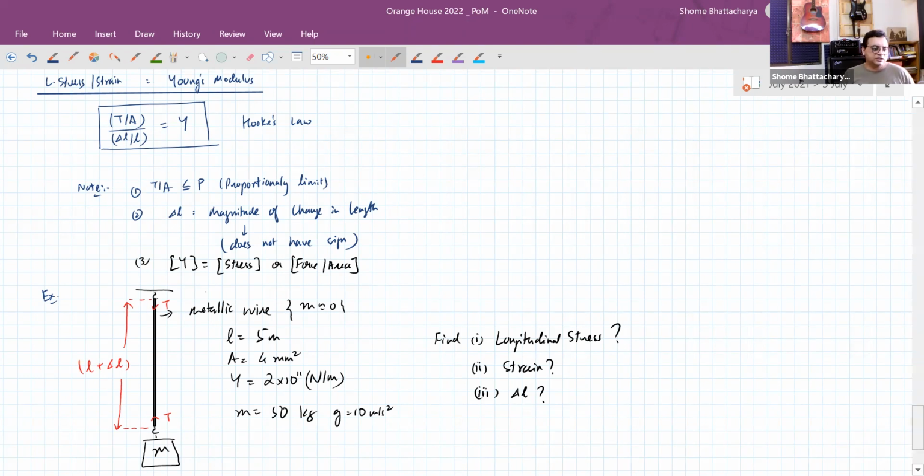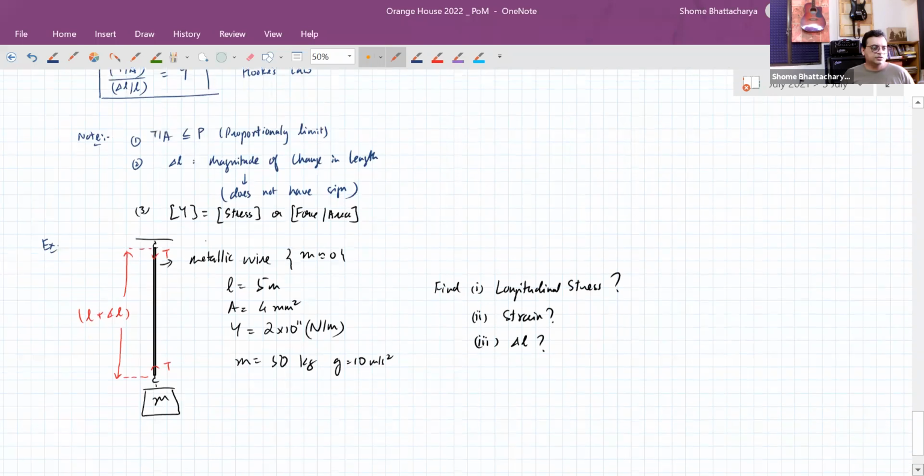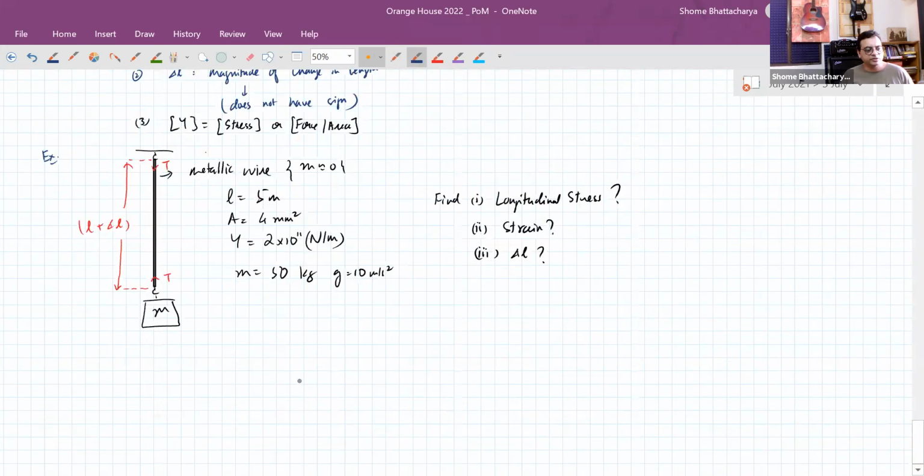So the rest of it is the normal application of mechanics principles. If you make the free body diagram of the block, you can see the weight is balanced by the tension, because the block is at rest. So the tension in the wire will be equal to the weight of the block, which is equal to 500 newtons in this case. Okay.